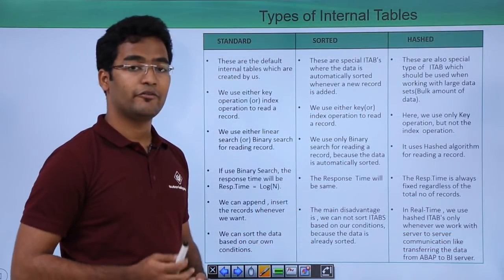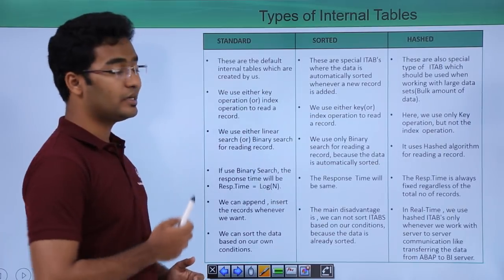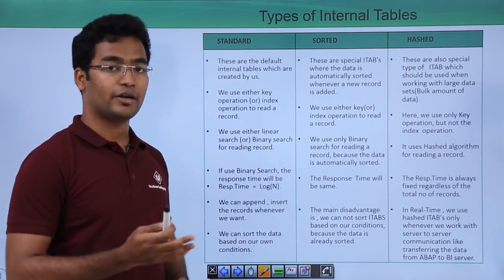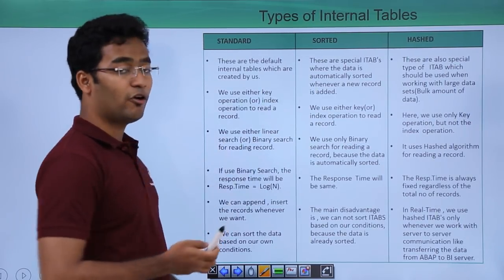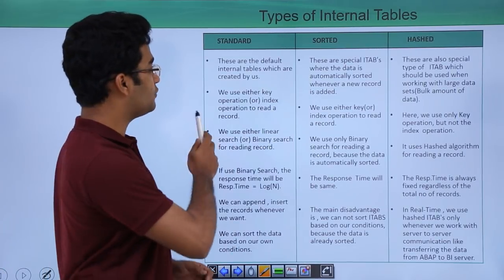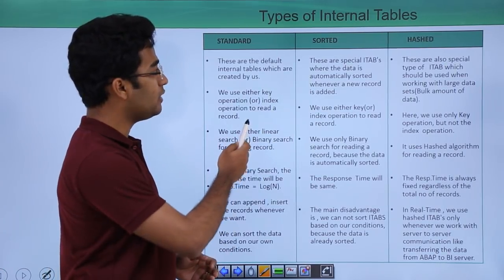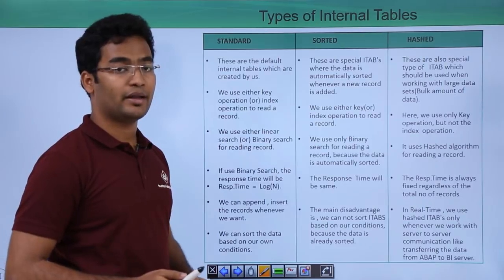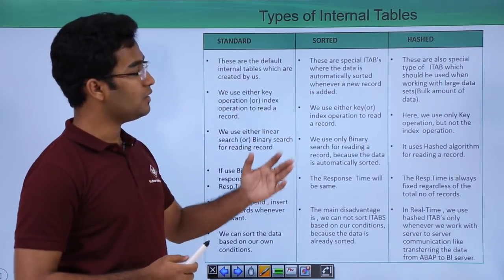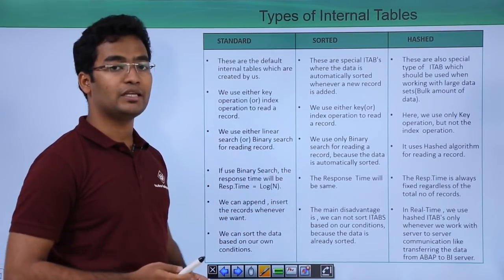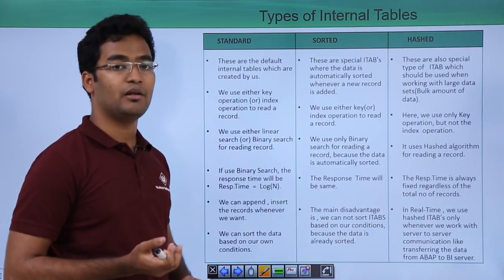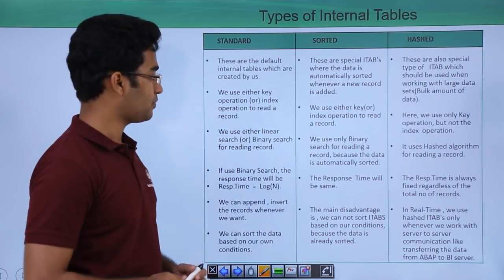So now let us look at the different types of internal table. There are three types of internal table: standard, sorted and hashed. The default internal table that we make is of the standard type, and we can also make the sorted, where the data is automatically sorted, and the third one is hashed. We make use of hashed when the data in the internal table is of a bulk amount.